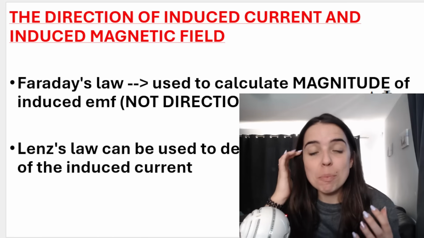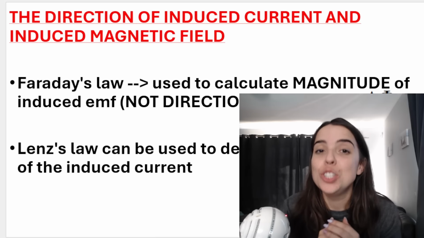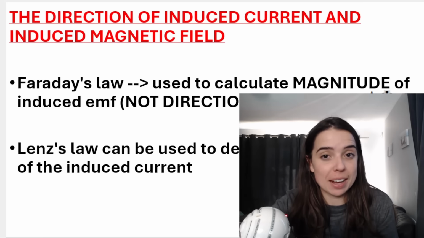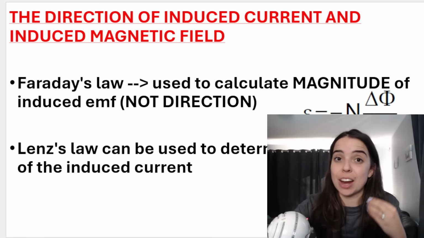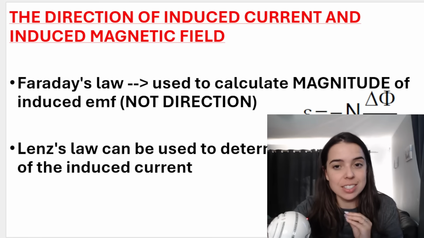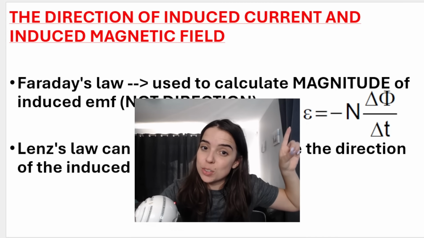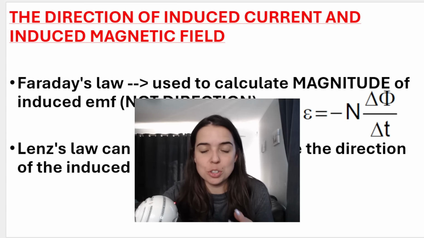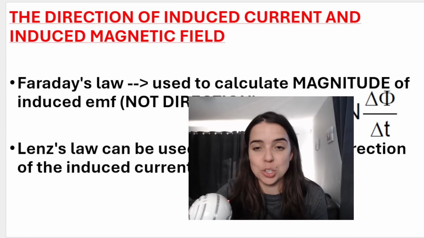As I mentioned in previous videos in this playlist, we looked at the magnitude of the induced EMF. We used Faraday's law to calculate this magnitude. However, Faraday's law did not give us the direction of the induced current. It gave us the magnitude of the induced EMF, which we got using this formula, and then we could work out the magnitude of the induced current, so the amount. But it never told us anything about the direction of the induced EMF.